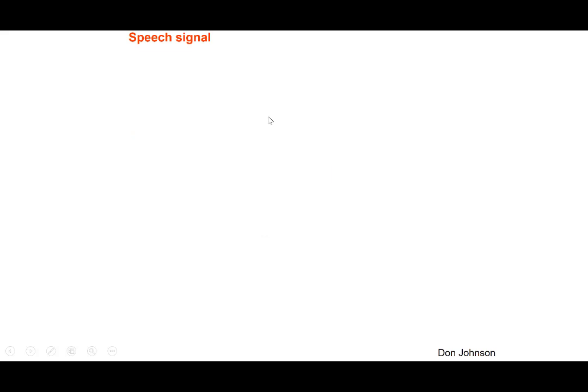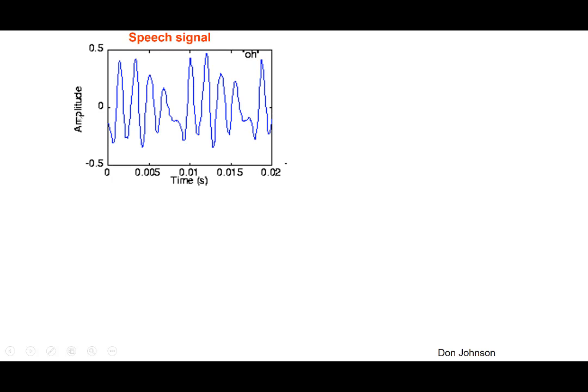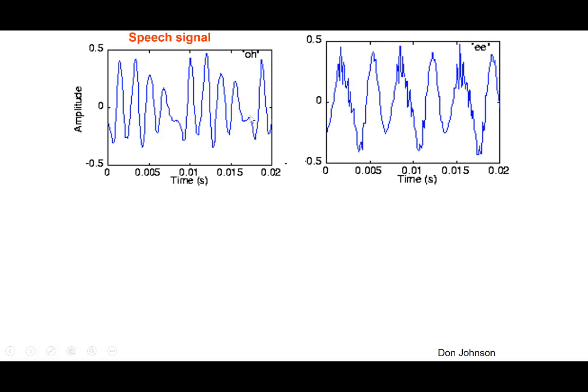All right, so let's proceed with a little bit more discussion regarding the usefulness of a frequency domain analysis. So look at the speech signal. This is a speech signal, let's say captured through a microphone, so it shows amplitude as a function of time. In this case, the person is pronouncing OH, and this is how the signal in the time domain looks. And in the next case, the person is pronouncing double E, and that's how the signal looks.